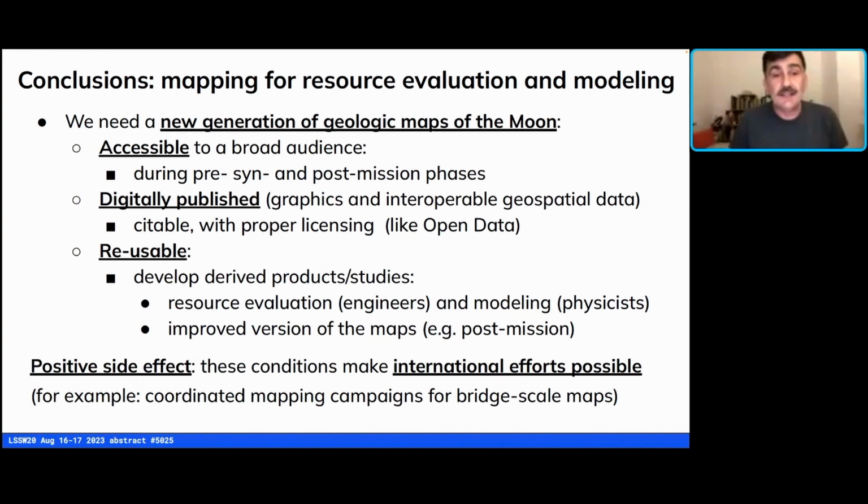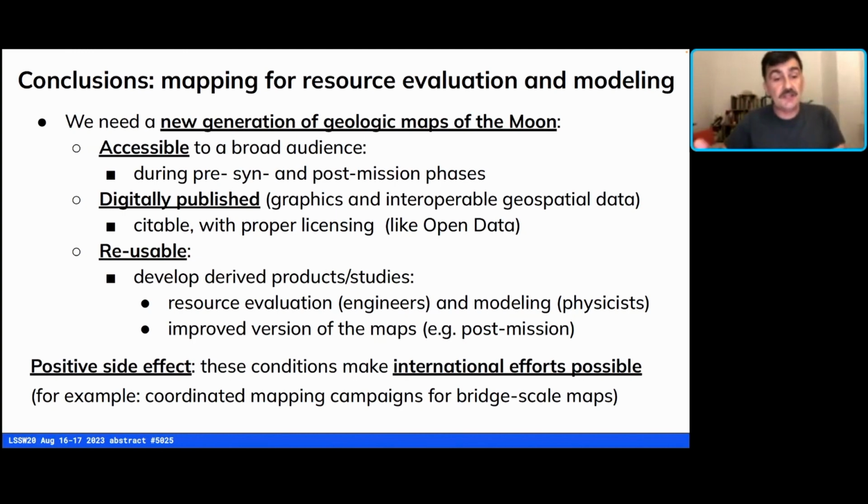So the conclusion is that for resource evaluation and geophysical and physical modeling, we need a new generation of geologic maps of the moon. These maps have to be accessible to a broad audience, and this accessibility has to be guaranteed before, during, and after the mission. And for doing that, the maps have to be digitally published. I mean, not only as graphics, but also as interoperable geospatial data. And these data have to be citable like we do with papers, and like we are doing with open data nowadays. So if the data are digitally published, it means that they can be reusable.